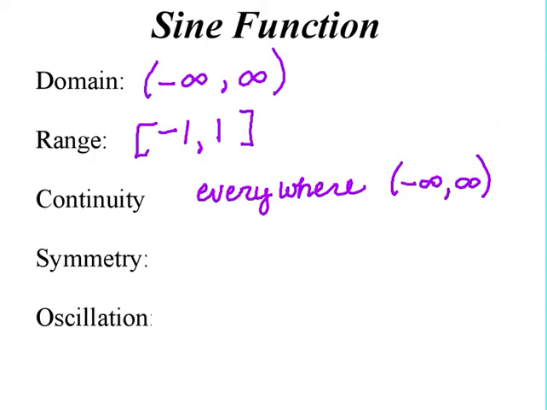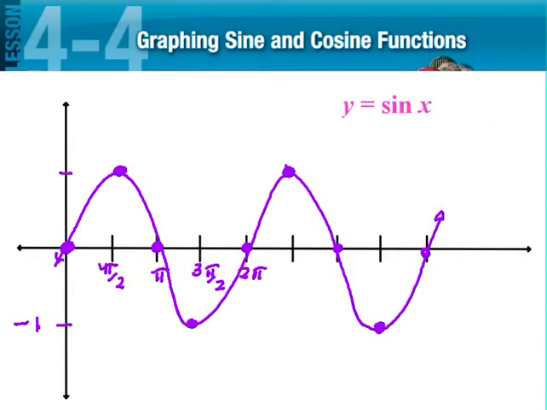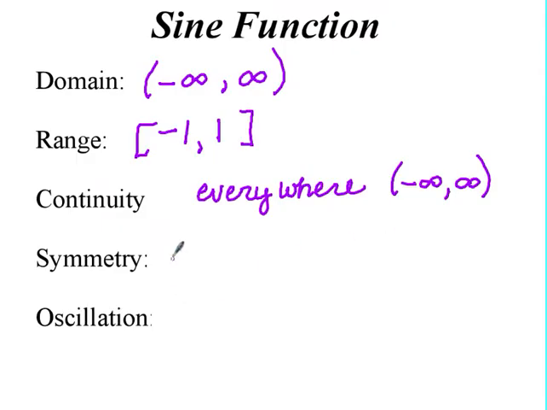Okay, let's go back and look. No, it's line. Oh, I guess it's not. No. What does it have, Kate? Origin symmetry, because origin, remember, you reflect along the y and then reflect along the x. So this one actually does have origin symmetry.